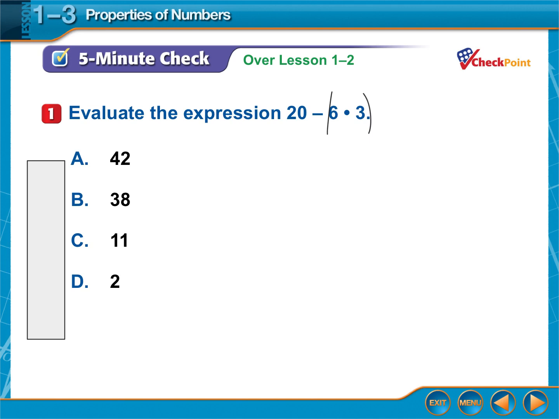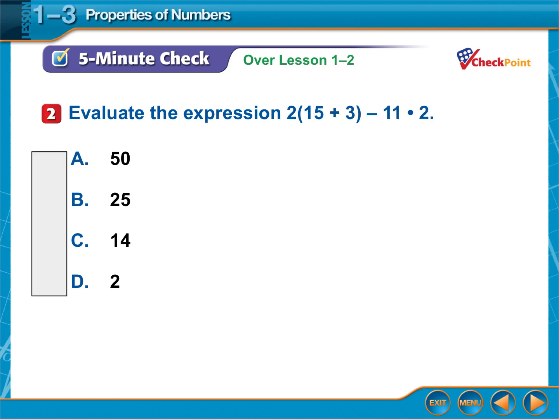So you know I need to do multiplication first. Okay, so I'm going to drop the 20. And then what's 6 times 3? 18. So 20 minus 18? 2. Did everyone get 2? Yeah. All right. Moving on. This one. What's first? Parentheses.